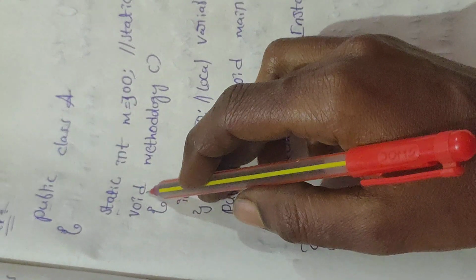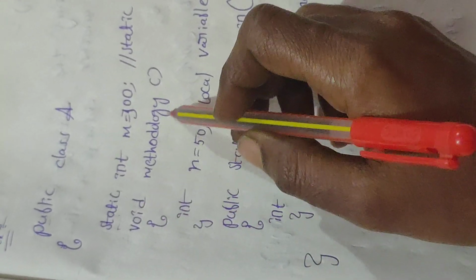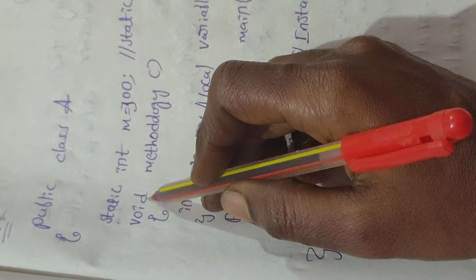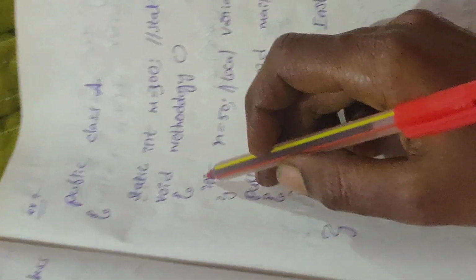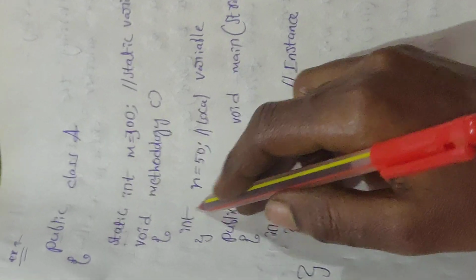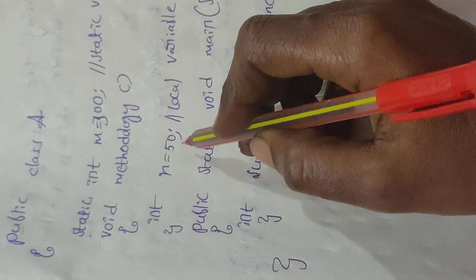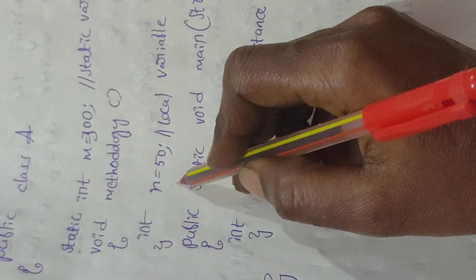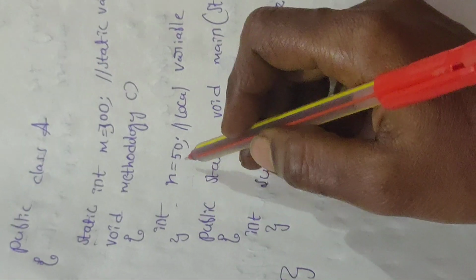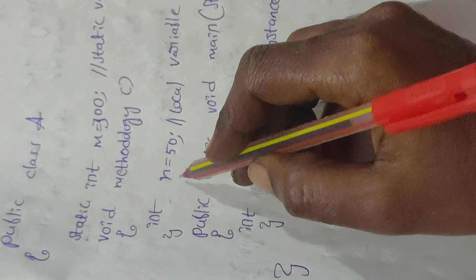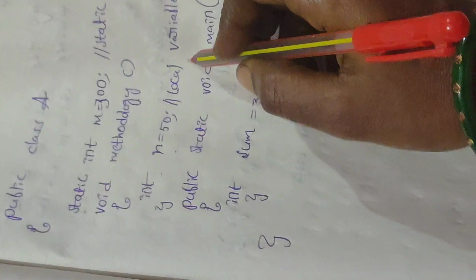Next, we are defining one user defined method, void method. Here we are using void, which means it doesn't return any value. Inside this method, we are declaring and assigning one variable, int n = 50. Here n is a variable, and we are declaring and assigning this value inside the user defined method. So this is called a local variable.